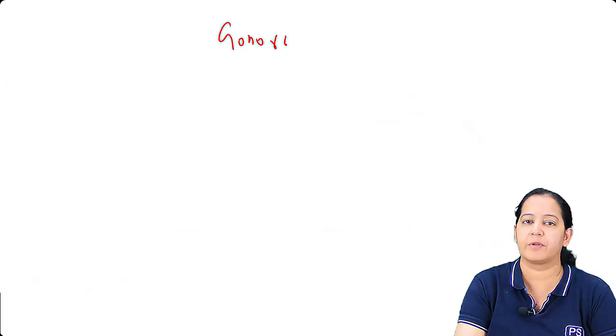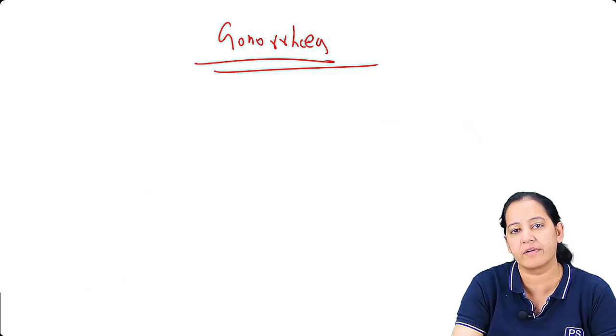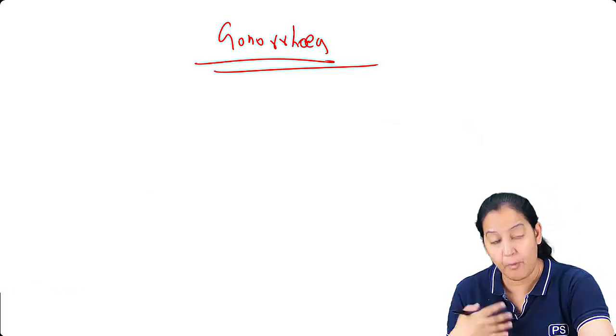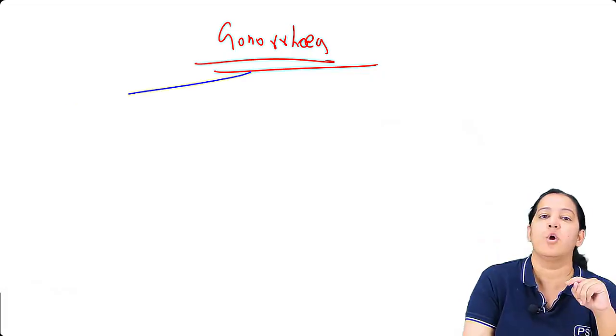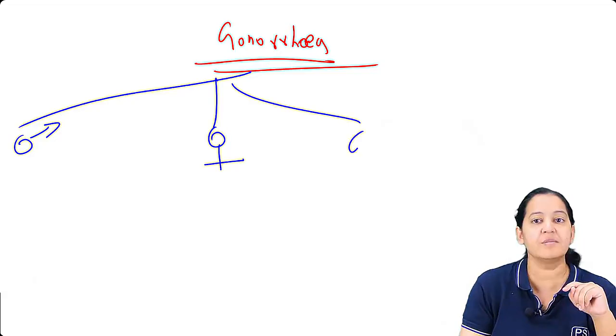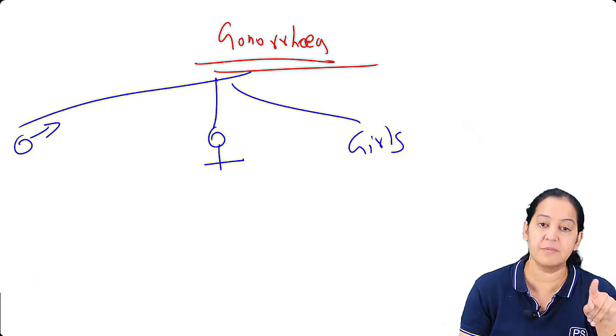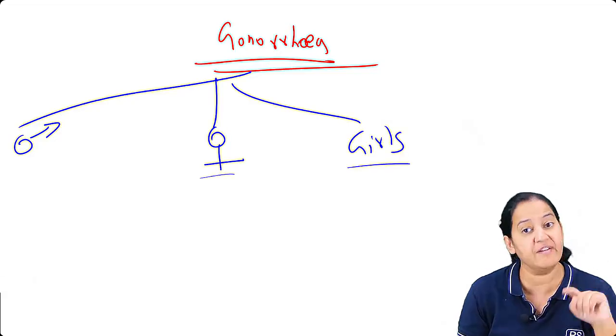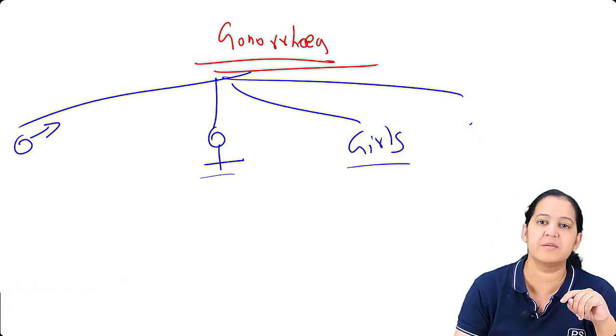So in all of them, the name of the disease is gonorrhea. I don't know the exact spelling, but yeah, it's gonorrhea. But the point is that the presentation is different. What are the symptoms in male? What are the symptoms in female? What are the symptoms in girls? The symptoms are different in female, and different in teenage girls. And what are the symptoms in infant?